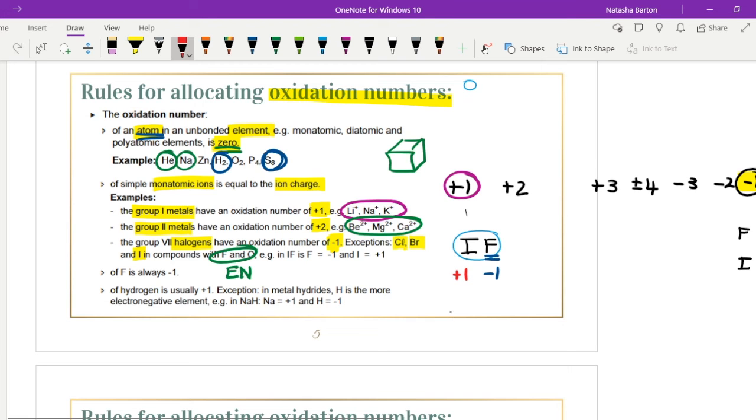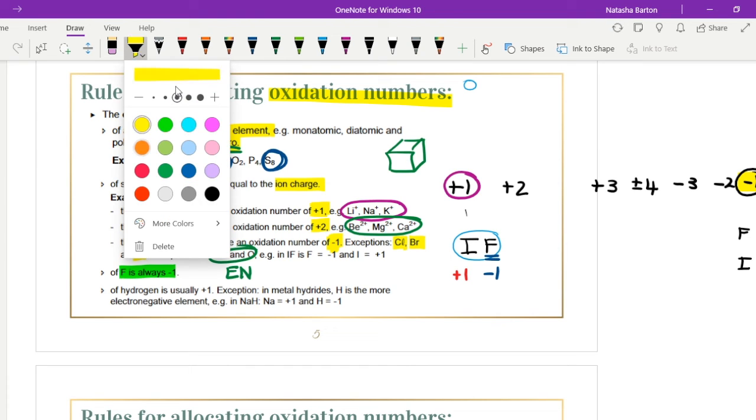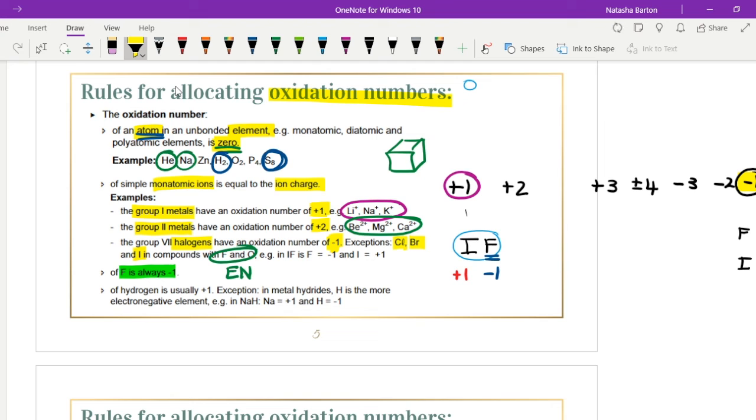Okay, so just take note of these exceptions. The exceptions become easier when we say things like fluorine is always -1. That is a rule, study it, know it, because it's going to help you whenever we have these exceptions. Hydrogen is usually +1 because it's in group 1. But again, there are exceptions.